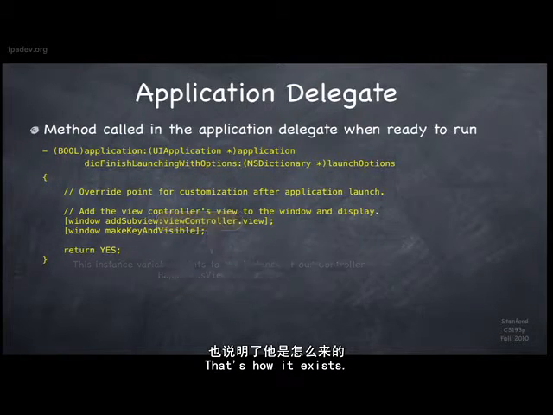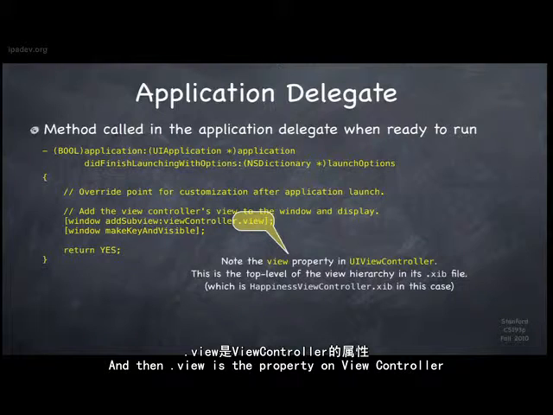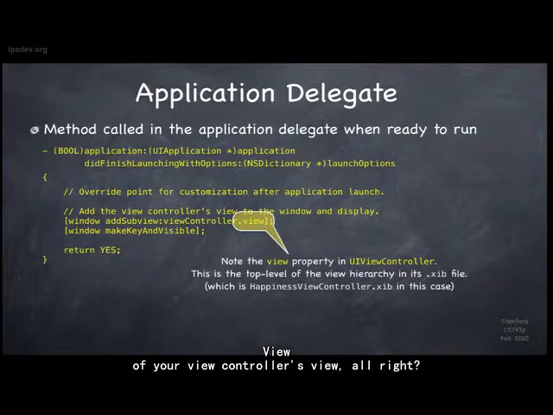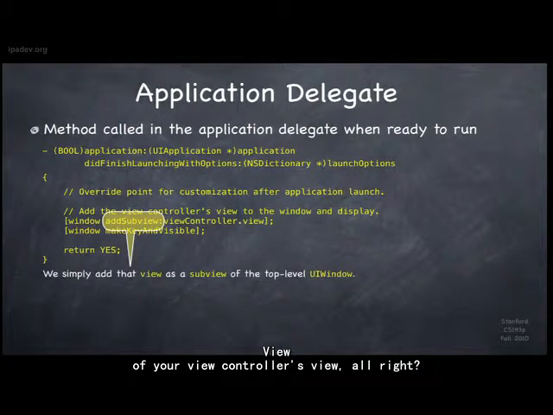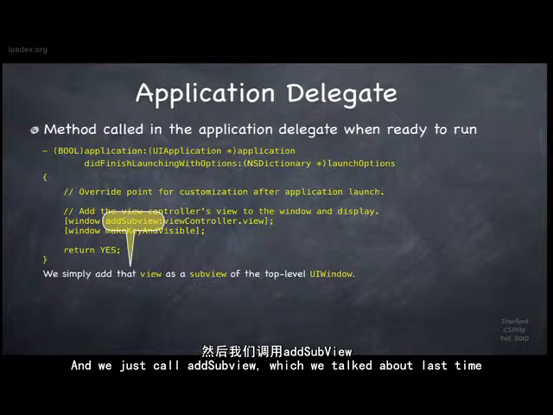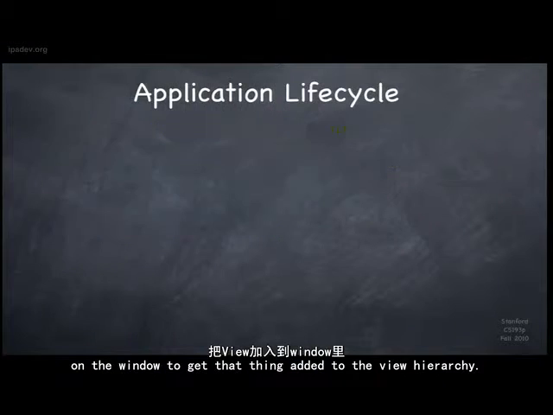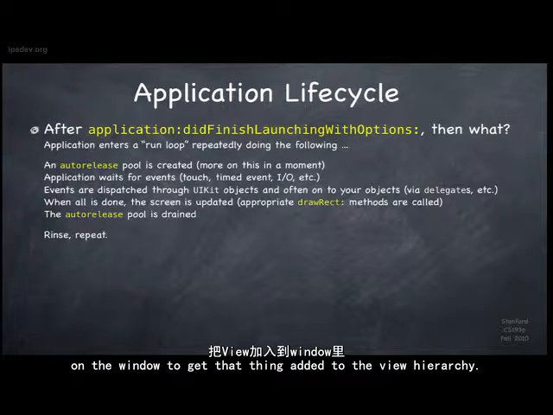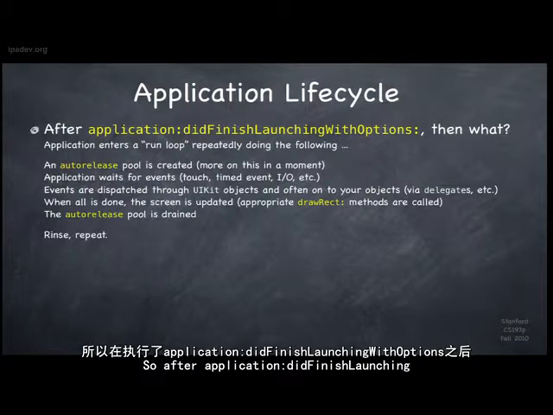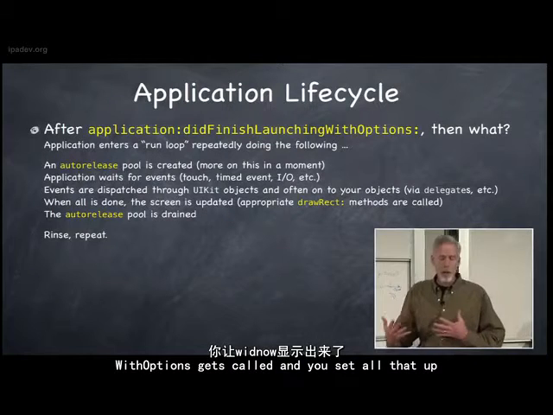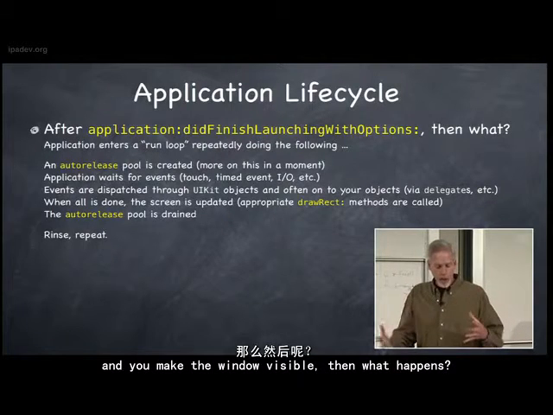That's how it exists. And then .view is the property on a view controller that is the top-level view of your view controller's view. All right, and we just call addSubview, which we talked about last time, on the window, to get that thing added to the view hierarchy. So after application did finish launching with options gets called, and you set all that up, and you make the window visible, then what happens?